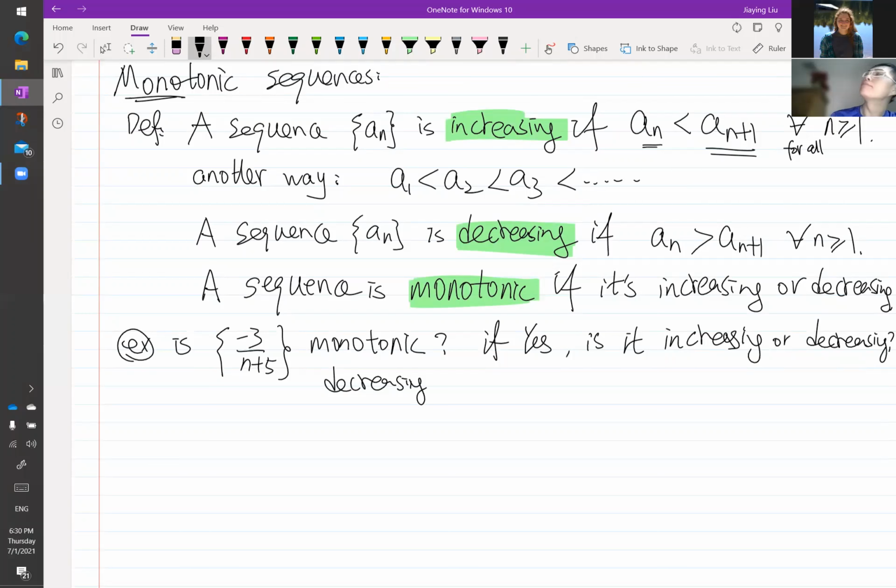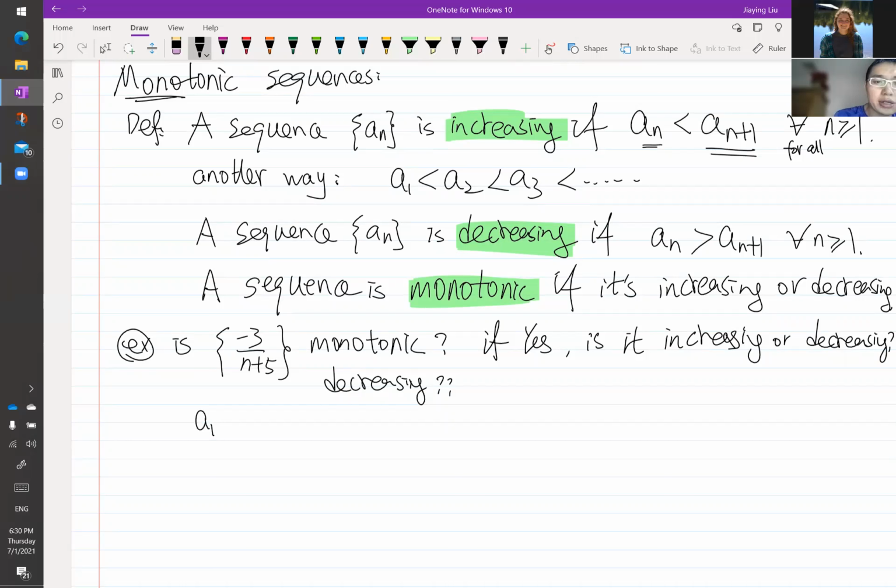Is it decreasing? I have a feeling that it's actually increasing. But let's find out, right? So what I'm going to do is I'm going to write down an, and I'm going to write down an plus 1 and find the difference.